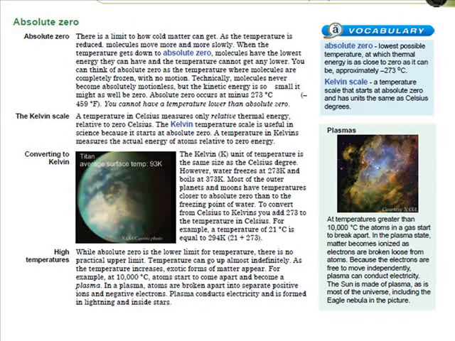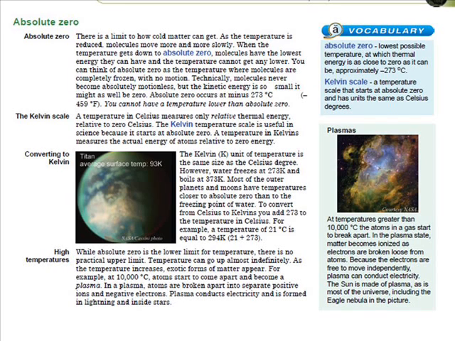There is a limit to how cold matter can get. As the temperature is reduced, molecules move more and more slowly. When the temperature gets down to absolute zero, molecules have the lowest energy they can have, and the temperature cannot get any lower. You can think of absolute zero as the temperature where molecules are completely frozen with no motion.